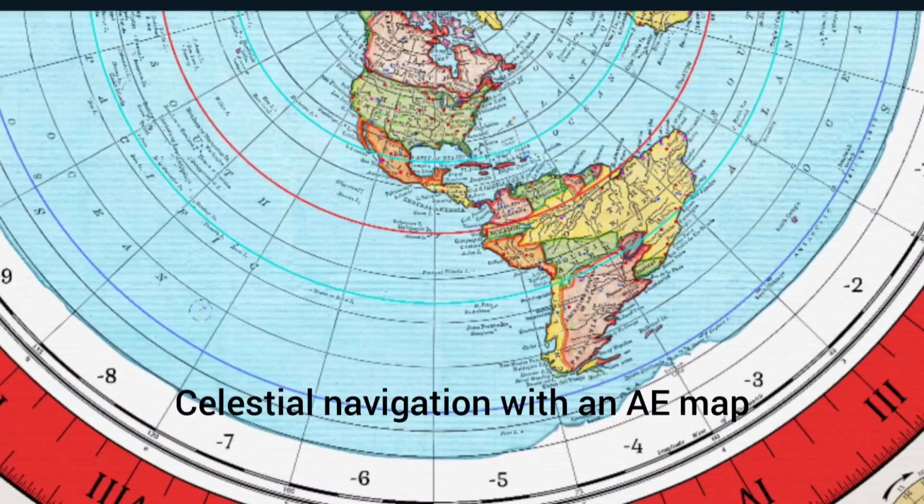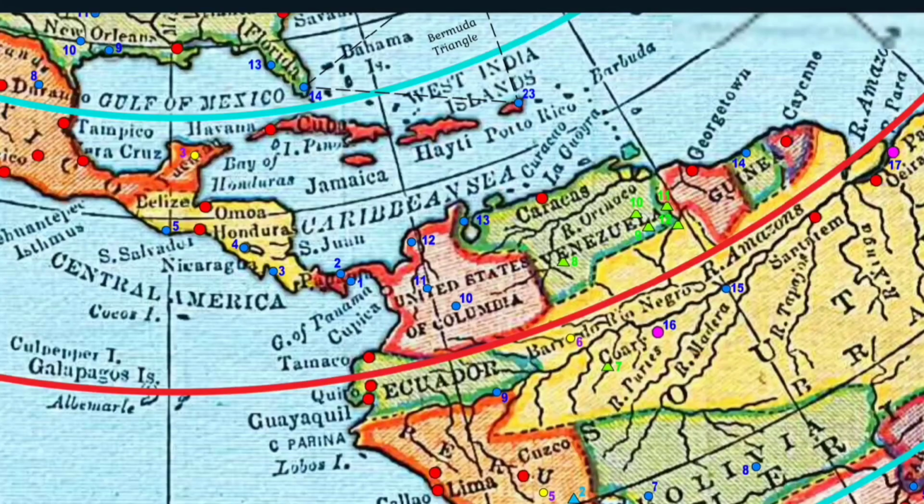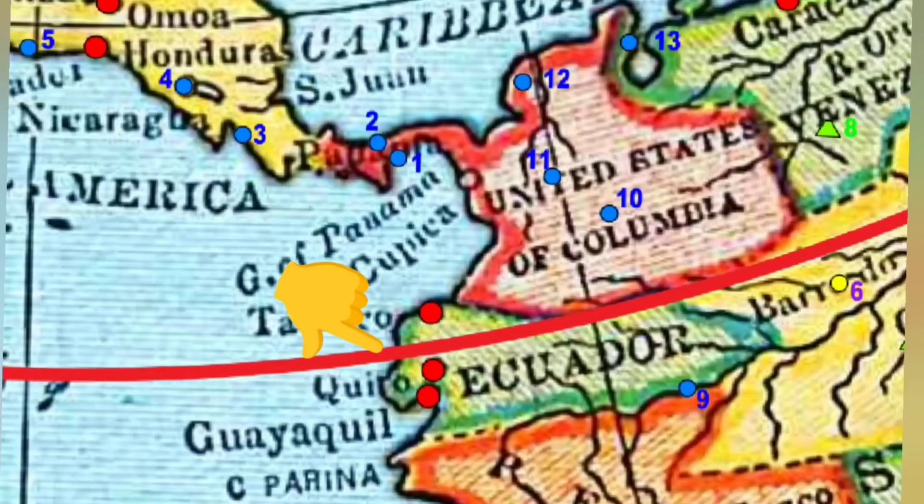This is celestial navigation on a flat Earth using an AE map. And spoiler alert, our location wound up being Quito, Ecuador. This is not part of the celestial navigation process yet, but I wanted to give people who've never seen this before something to reference so they can see what's going on.